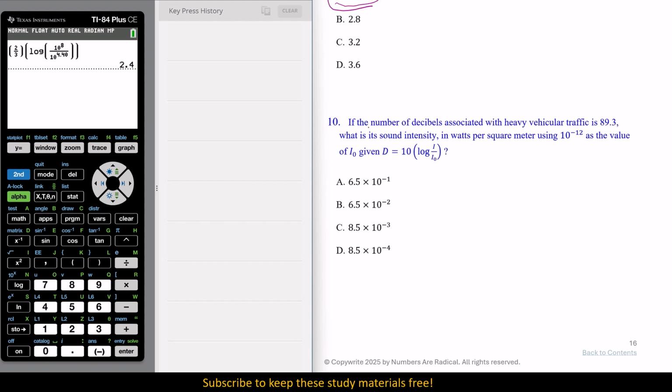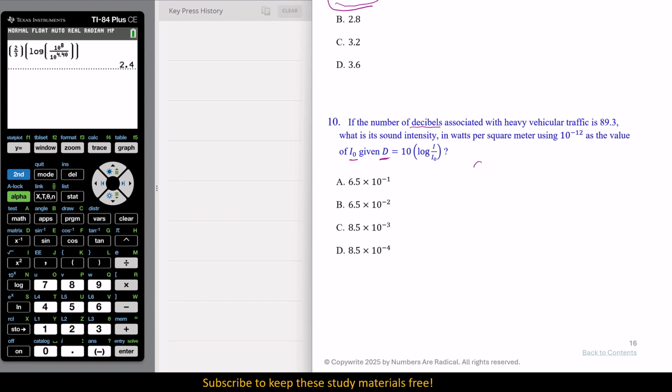All right, now, number 10. If the number of decibels associated with heavy vehicular traffic is 89.3, what is the sound intensity in watts per square meter using 10 to the negative 12 as the value of I naught? Okay, well, D is the decibel. This is also an equation we used in a prior video, okay? And I is intensity, we have I naught. However, we don't have everything we need here. So this is not exactly plug and play.